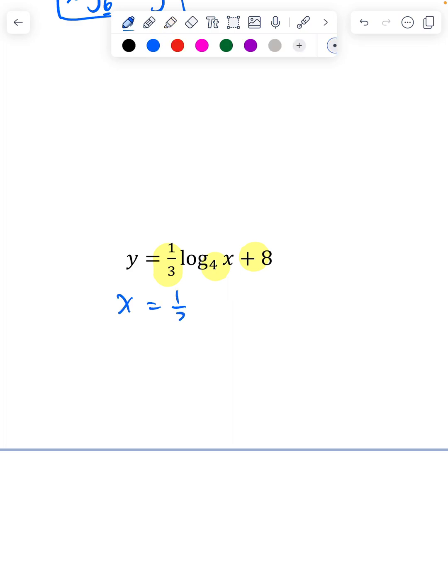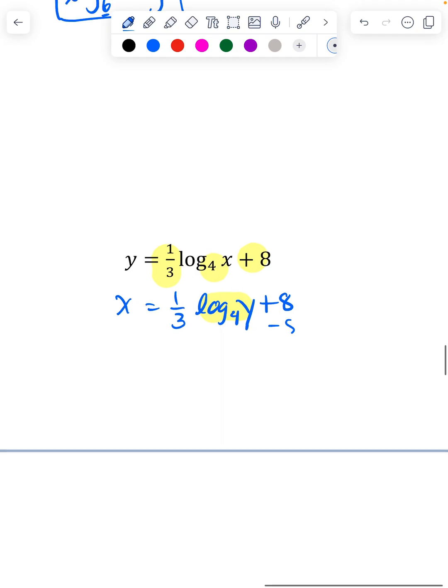x equals 1/3 log base 4 of y plus 8, because I swapped the x and y. I now need to get this part alone. So I need to get rid of the 8, so I'll subtract it over.